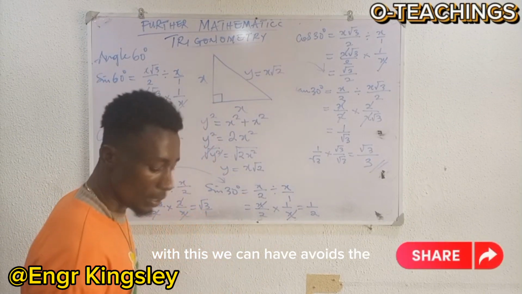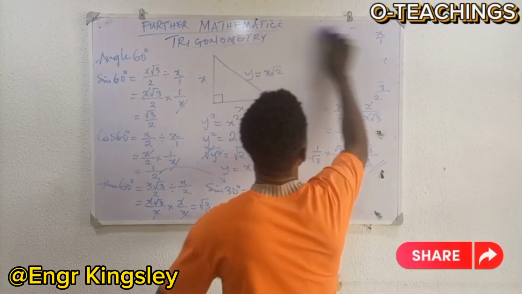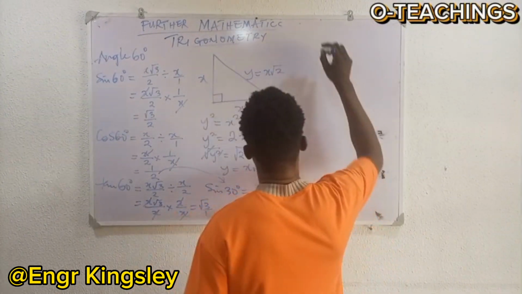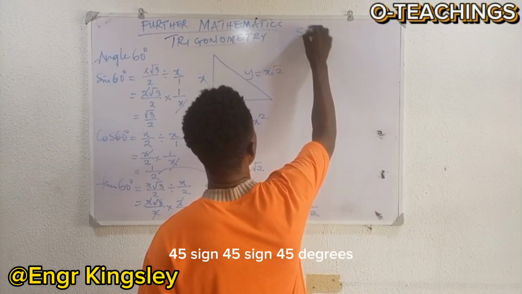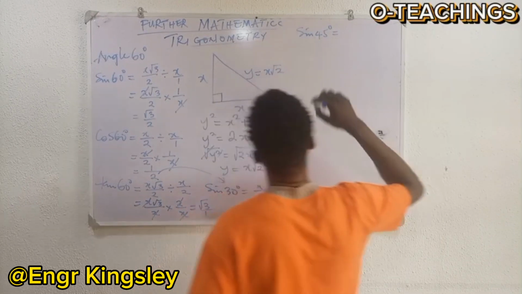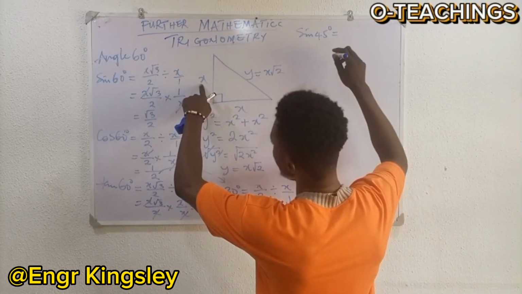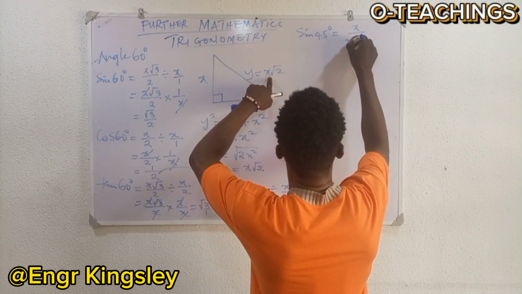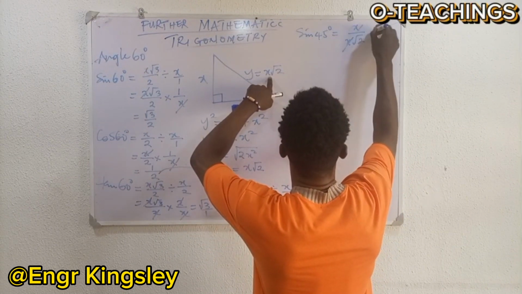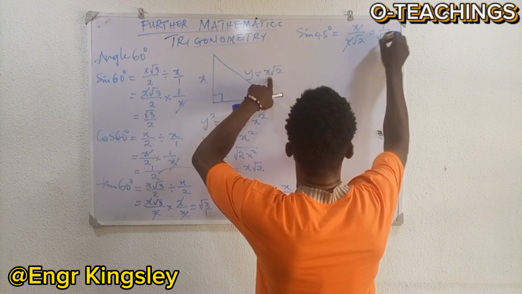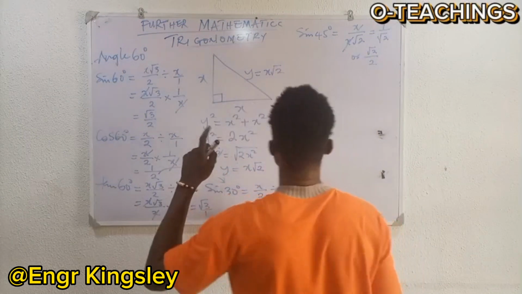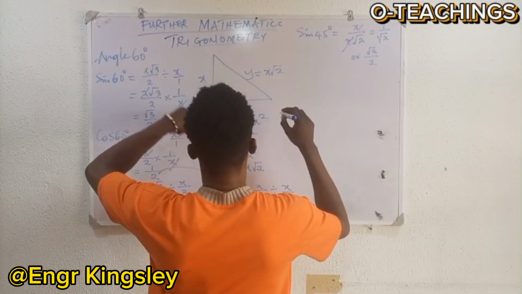With this, we can evaluate the three ratios of 45: sine 45, cos 45 and tan 45. Sine 45 degrees will now give me opposite all over hypotenuse, which is x divided by the hypotenuse, which is x root 2. X will go with x. Finally, sine 45 will be 1 over root 2, or root 2 all over 2 by rationalization, as I said in the previous class. Okay?